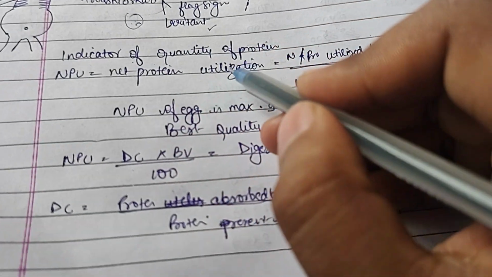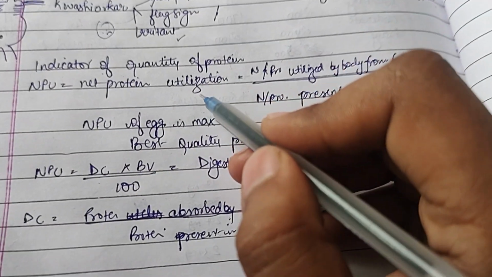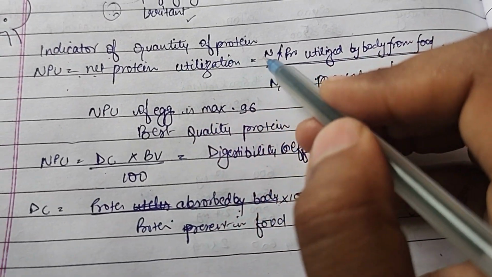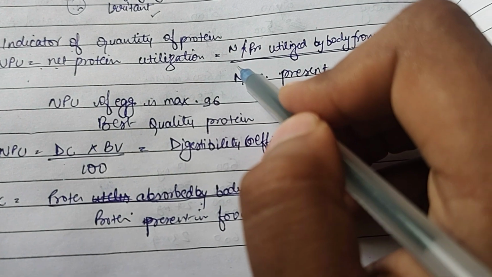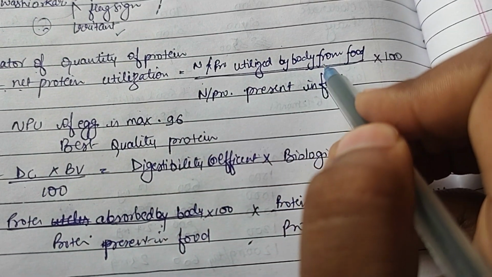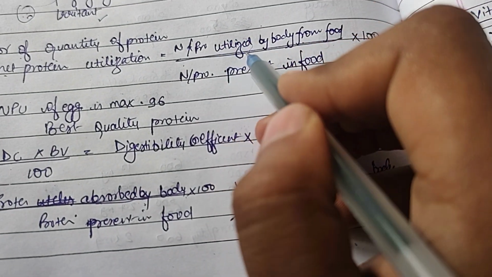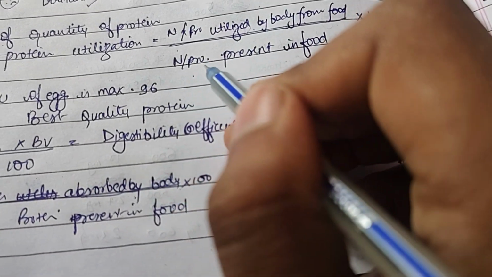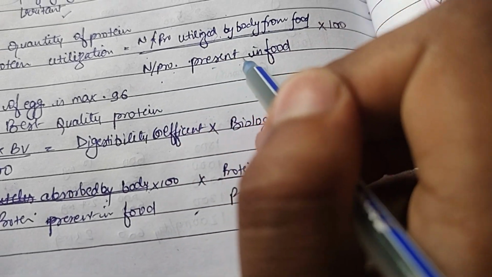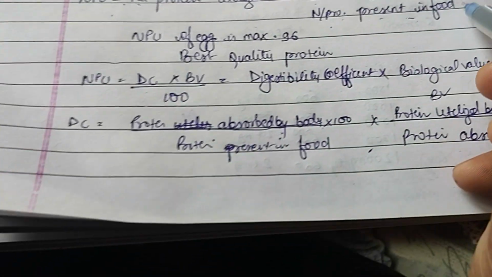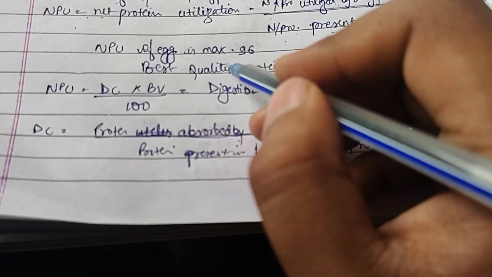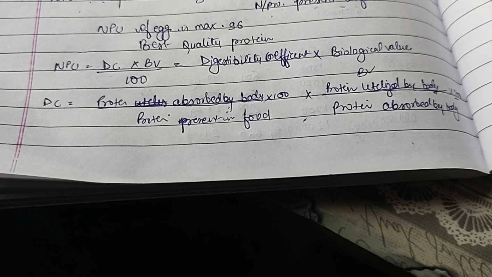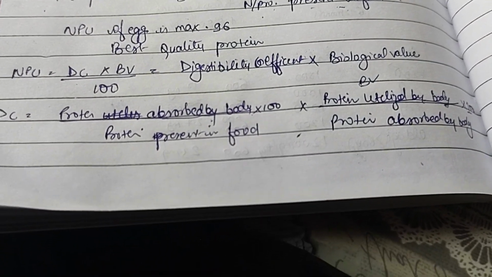Indicators of quantity of protein. Indicators of quality of protein include net protein utilization, which is the best indicator. It measures protein or nitrogen utilized by our body from food. Utilized means used for making amino acids and proteins in our body. It is nitrogen utilized upon nitrogen and protein present in food into 100. NPU of egg is maximum, which is 96. So it means protein present in egg is 96% utilized by our body to make proteins, the best quality protein.